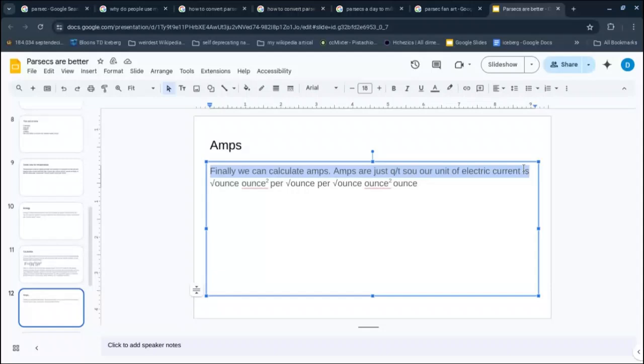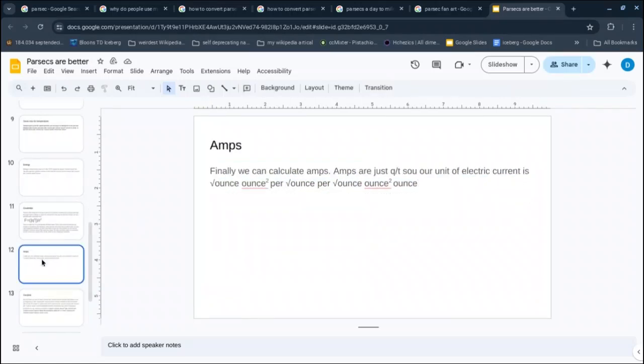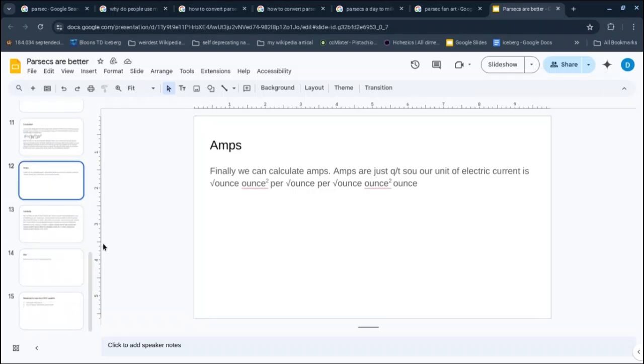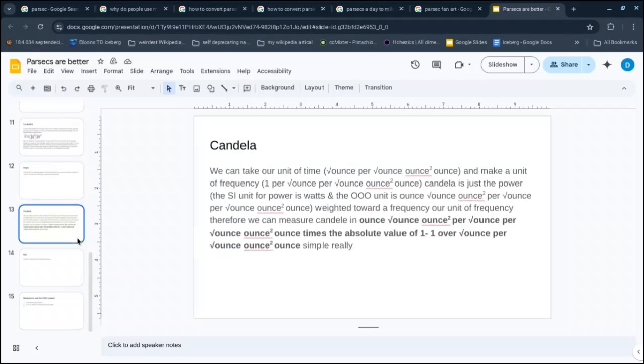Amps. How can we calculate amps? Amps is just Q over t. So our electric current is the square root ounce squared per square root ounce per square root ounce squared ounce. Oh, by the way, this amp is the SI base unit. So if we get all 7 SI base units, which we already have all but candela and mole. So that's just candela.